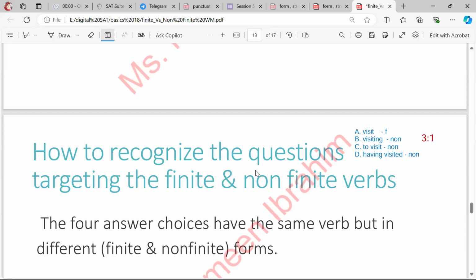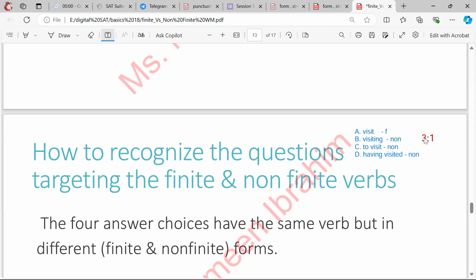So how do we recognize the questions targeting finite and non-finite verbs? Listen, you will find that the four answer choices have the same verb, but in different finite and non-finite forms, like this one: visit, visiting, to visit, having visited. So visit is finite, visiting is non-finite, to visit is non-finite, having visited is non-finite. So visit is the only one that is finite.